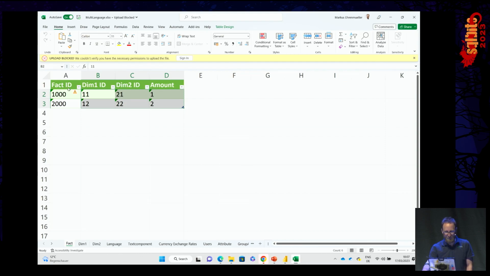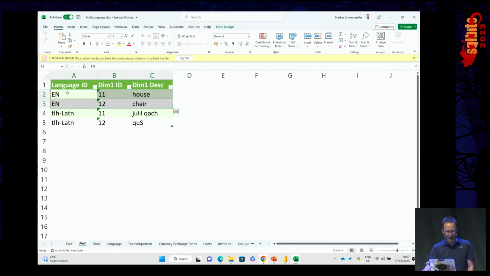And the first table is a fact table. I have an ID there, that's not very important, but we have these 2 dimensions, the dimensional IDs here, and I have those 2 amounts, right? Very, very simple demo model. So for dimension 1, I have the English version of the text, and then I also have the Klingon text version, and I just copy and paste this, right?